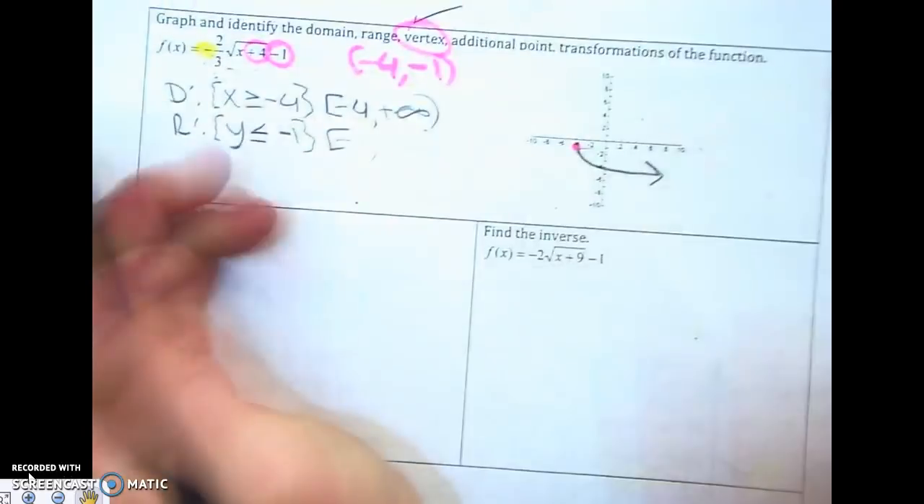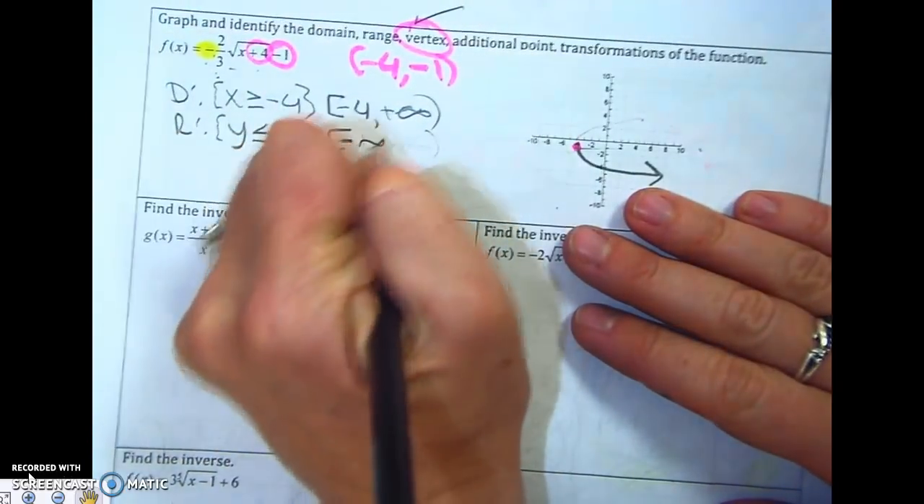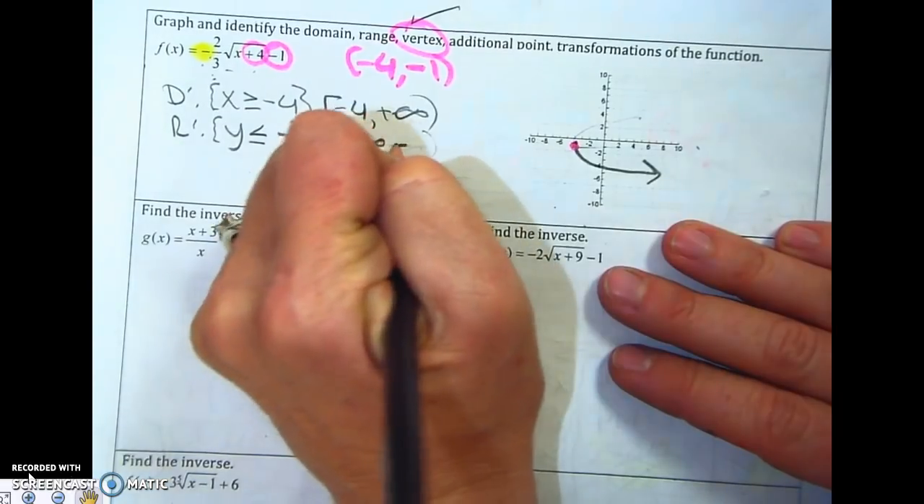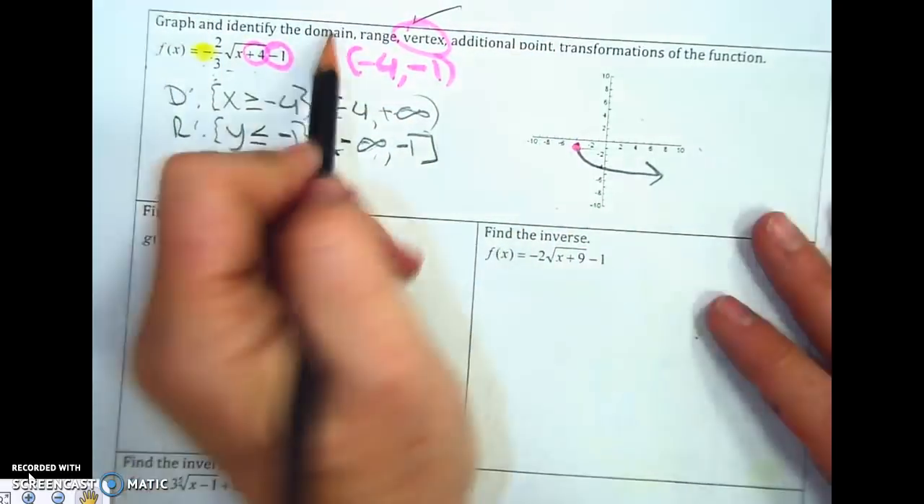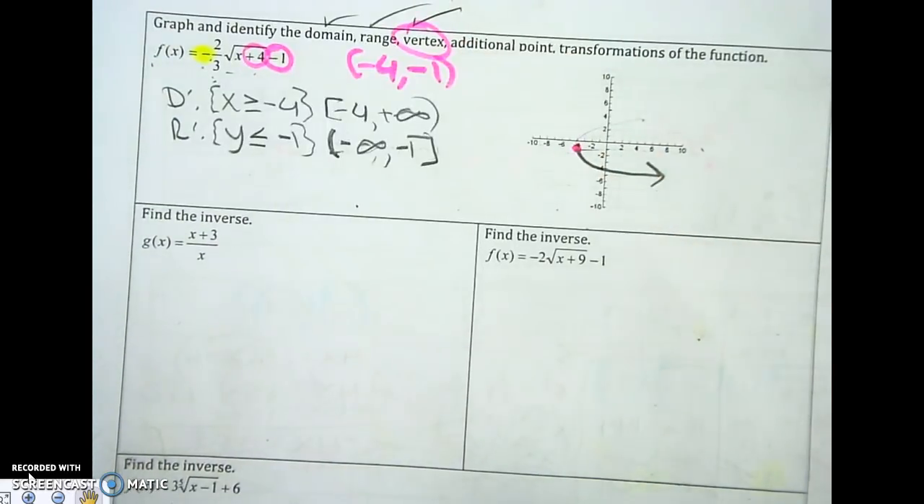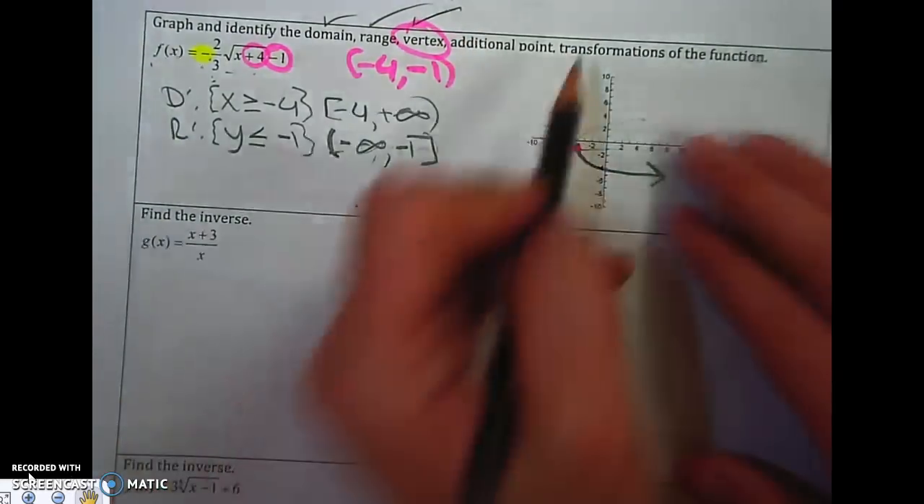Oops, I'm sorry, I got it backwards. Always small to big. Negative infinity. So we want to be careful about that silly mistake. Close bracket. So domain, range, check. An additional point, I'll get there. I think that's a little bit more difficult. Let's talk about the transformations.